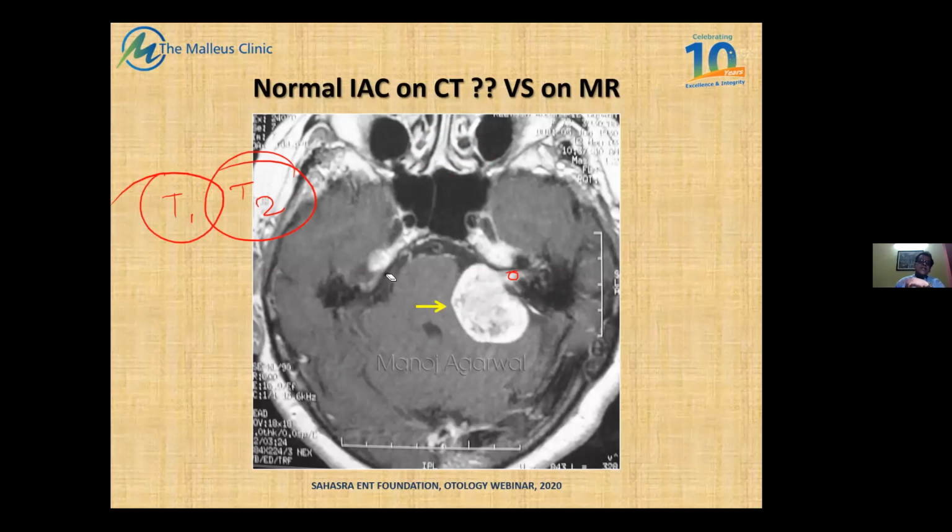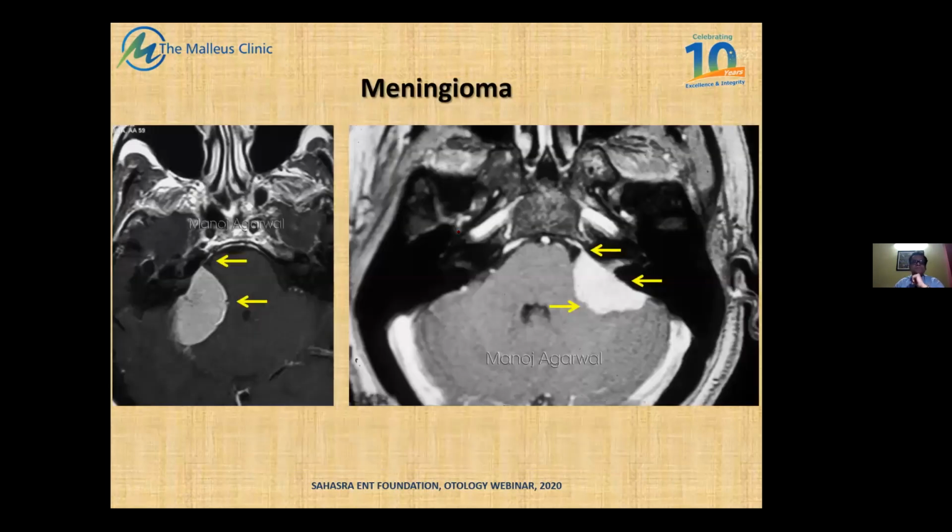And the gadolinium is the only way you are going to visualize a small intracanalicular tumor, or you could have an intralabyrinthine vestibular schwannoma involving either the vestibule or the basal turn of the cochlea, which you are definitely going to miss even after doing an MRI if your MRI is without gadolinium.